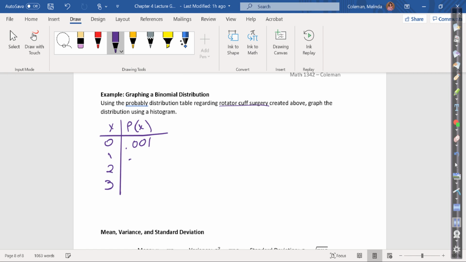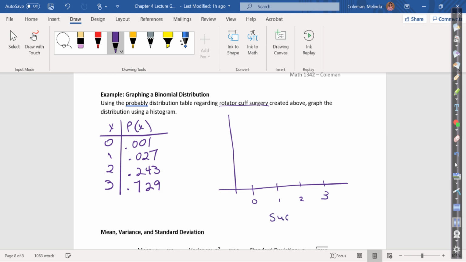0.001 is the probability for no success. 0.027 for one success. 0.243 for 2 successes, and 0.729 for the 3. So just so you see, again, another example graph. We're still using a histogram. So I have 0, 1, 2, 3. This is your successful surgery.